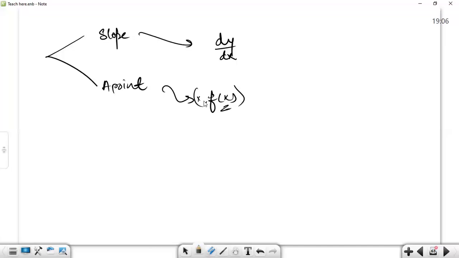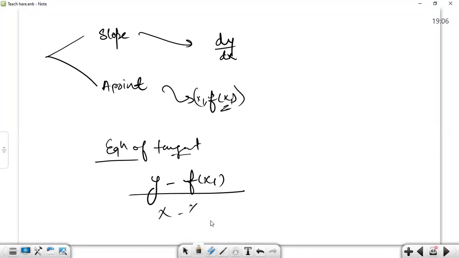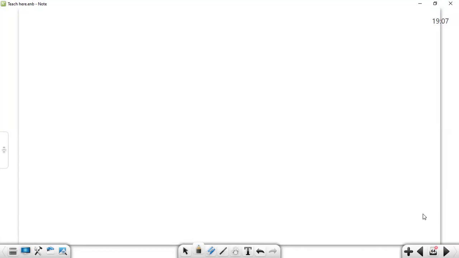So let us say x1 is the point. So the equation of tangent, because tangent is a straight line, is y minus f of x1 upon x minus x1 equal to dy by dx. Don't cram this, just understand this. So this is about tangent.